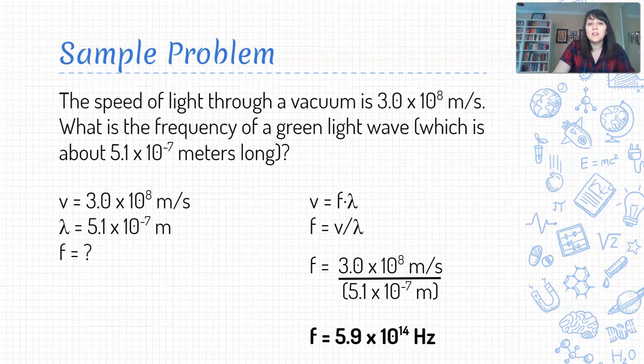And when I do that, I determine that the frequency of a green light wave is about 5.9 times 10 to the 14 hertz, okay? So 5, 9, and then 13 zeros after that. That's a lot of waves per second, all right? Light waves, high frequency on that one.